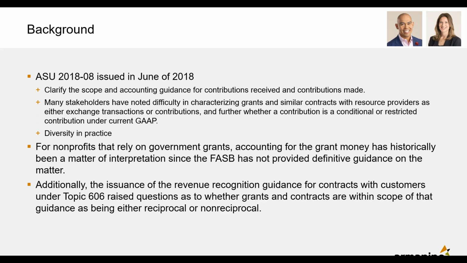And one of the things that we're going to talk about a little bit further is whether or not exchange transactions under this new ASU for nonprofits are actually going to be applicable under 606. So there's a concern that's been raised with the issuance of 606 and how that would directly apply to nonprofit grant and contribution recognition. So I just wanted to talk through that history a little bit. I think it's important to set the stage, especially when we start talking about examples and getting more into the meat of our content today.